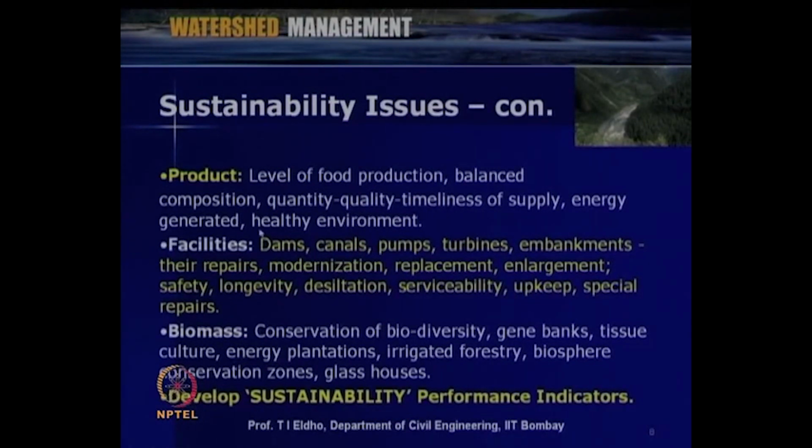Then the biomass within a watershed or within an area, say like conservation of biodiversity, then gene banks, tissue culture, energy plantations, irrigated forestry, biosphere, then conservation zones, like glass houses for the various agriculture development, etc. So, these are some of the important issues which we have to consider when we discuss sustainable development or sustainability as far as various resources like land, water, then biomass, etc.